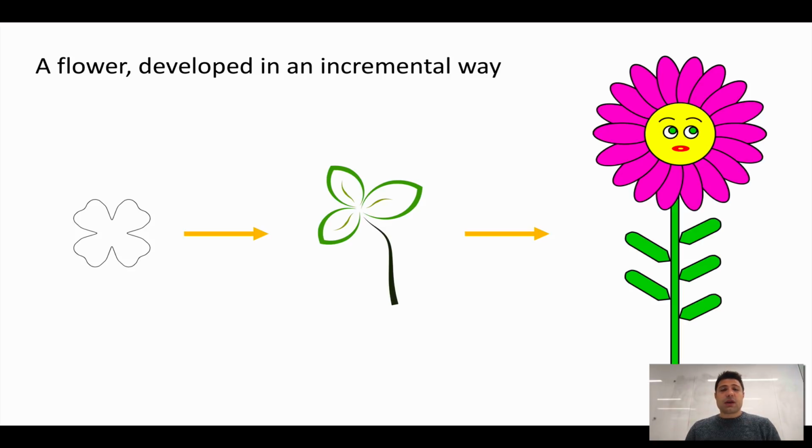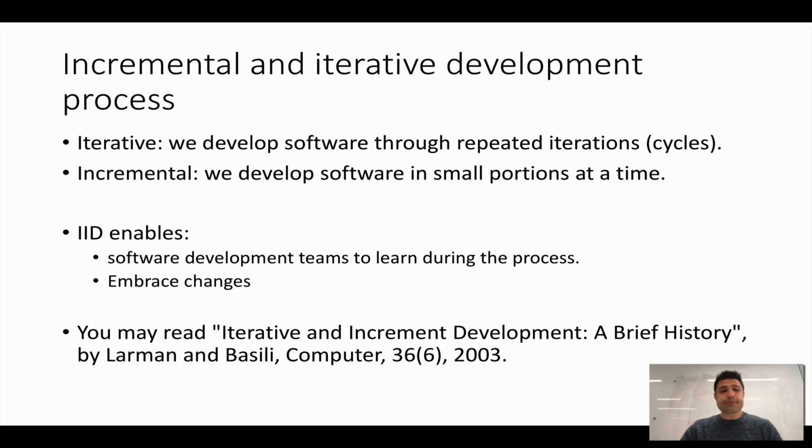So in the first cycle, in the first increment, we just do some very small piece of software, but hopefully it looks like our final software from the very beginning. It is a very small piece of the software, but it works and the user can get some feedback.